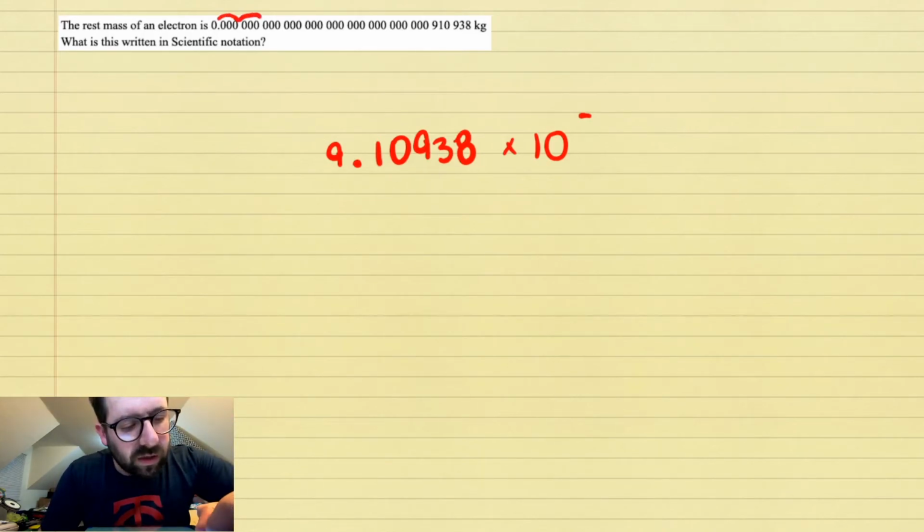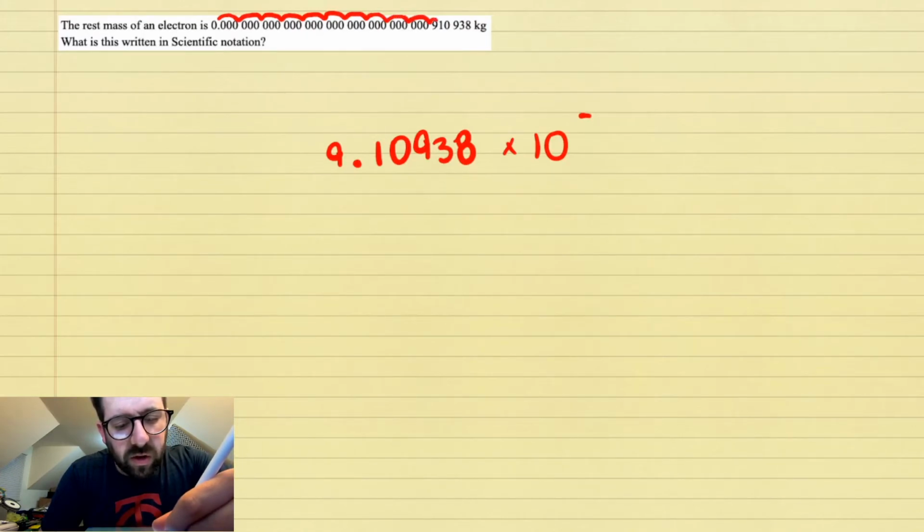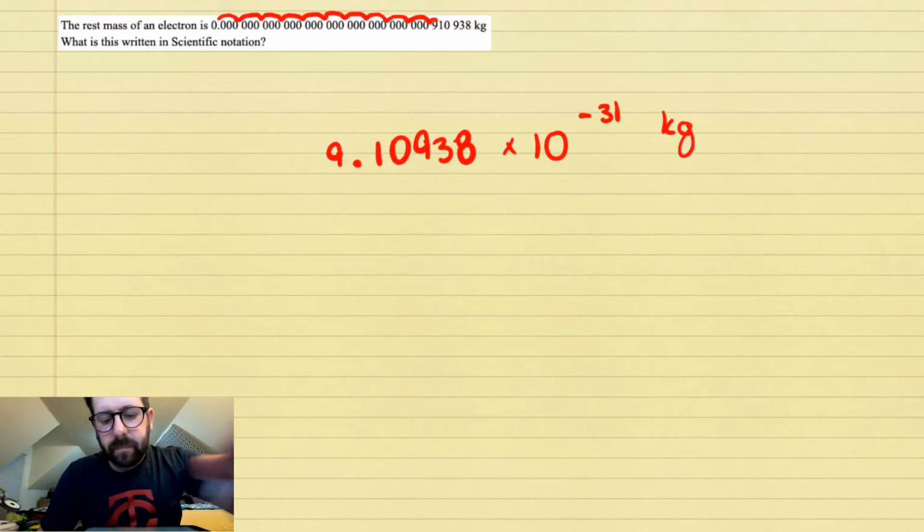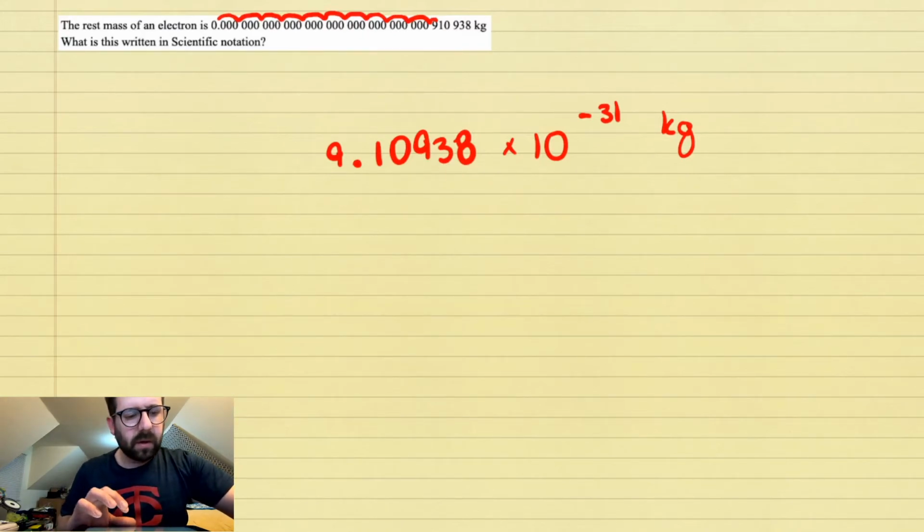So let's see. 3, 6, 9, 12, 15, 18, 21, 24, 27, 30, 31 spots. Wow. 31, and that's kilograms. So quite small. Yeah, that's impressive. That's the actual real number for the resting mass of an electron.